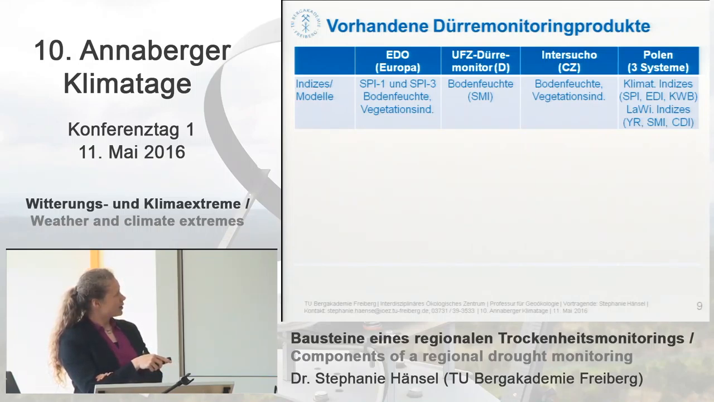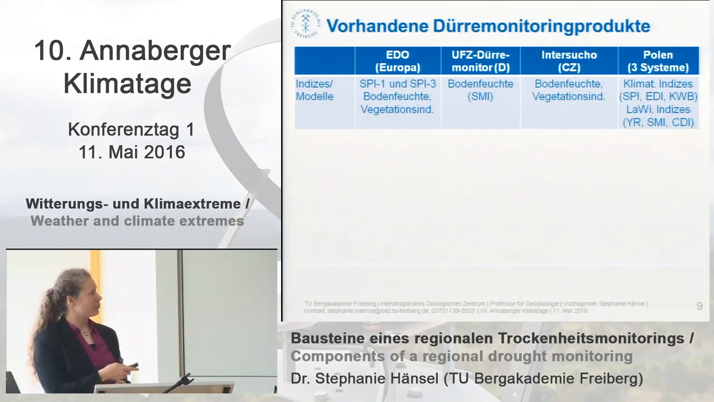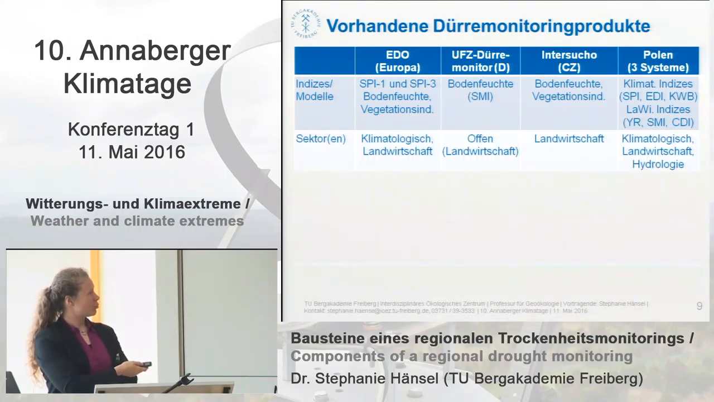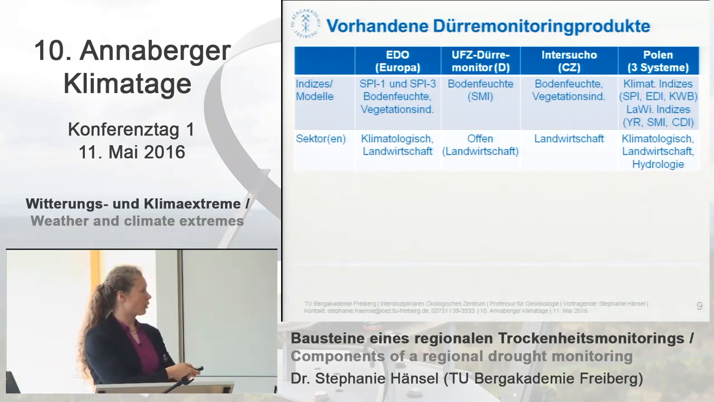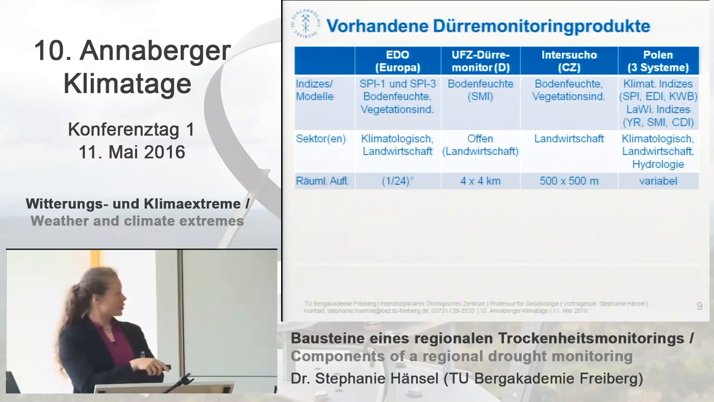Looking at the indexes used by each of those monitors, we see that climatic indexes like the SPI are used, like in Poland and for EDO, and a soil humidity or soil moisture model is used in these three systems. In addition, vegetation indexes derived from satellite data are also used in some of the monitors. The target sectors are agriculture or climatology in general, in order to have a classification or general understanding of drought and dryness.